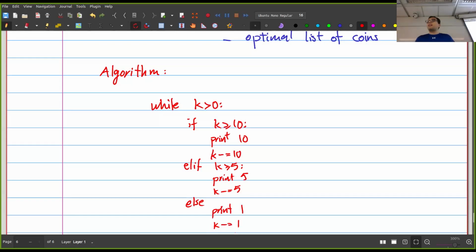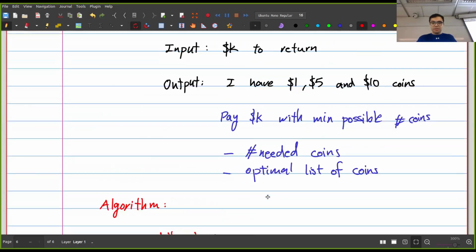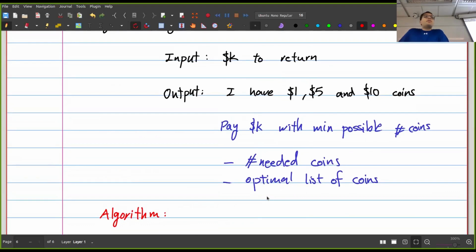Now, why is this algorithm optimal? In other words, why is it that if I can pay a $10 coin, I would never pay a combination of $5 and $1 coins? Because actually 10 is a multiple of both 5 and 1, right? So this means that I would never have two $5 coins in my output, because if I have two $5 coins in my output, I can always replace them with one $10 coin, right?